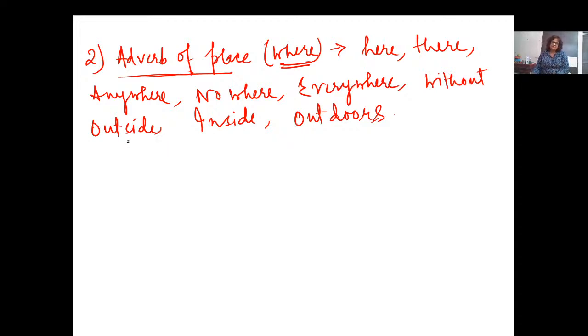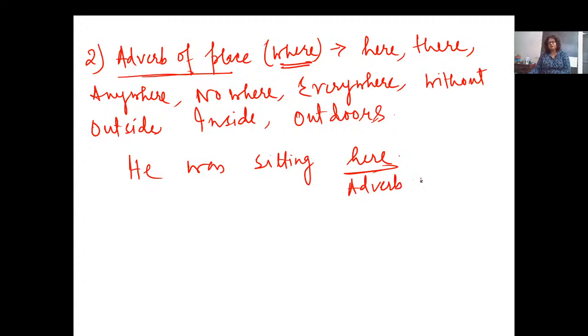Example: he was sitting here. Where was he sitting? He was sitting here. Here is an adverb of place. If you write, his brother-in-law is out, out is an adverb of place. If you write, she looks up, up is also an adverb. So an adverb of place means the adverb expresses the place.